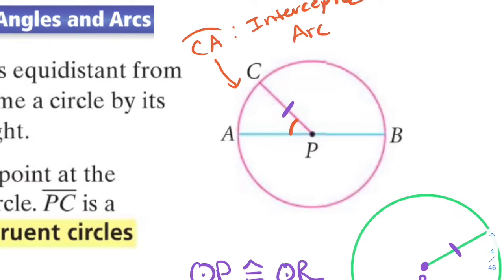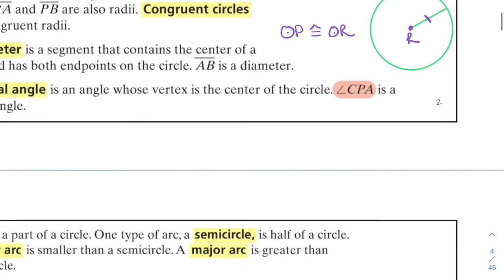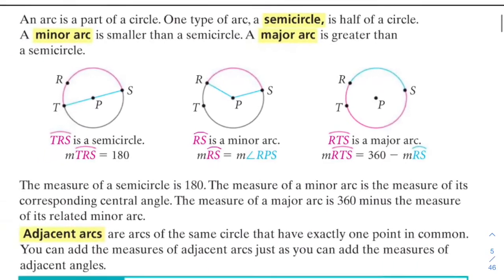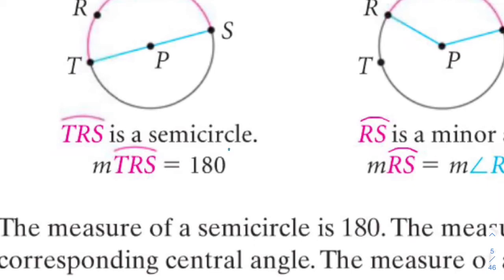And what's unique about this is that if the central angle, let's say that was 40 degrees, I'm just approximating, the circle also has an intercepted arc of 40 degrees. So not only does a circle's central angles add up to 360 degrees, but also its arcs add up to 360 degrees as an arc measure. So let's talk about those measures of an arc.